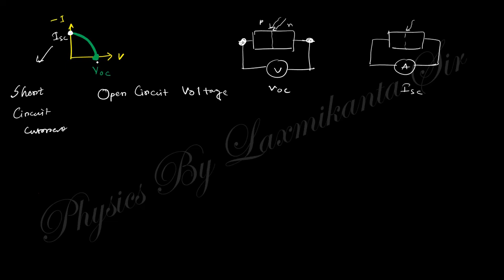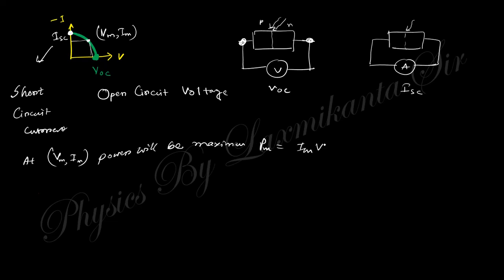Okay. Now, if you multiply this I into V, you will get the power. The maximum power is here. So this is V max, I max. This is the maximum power. So at V max, I max, power will be maximum. So P max is nothing but I m V m.